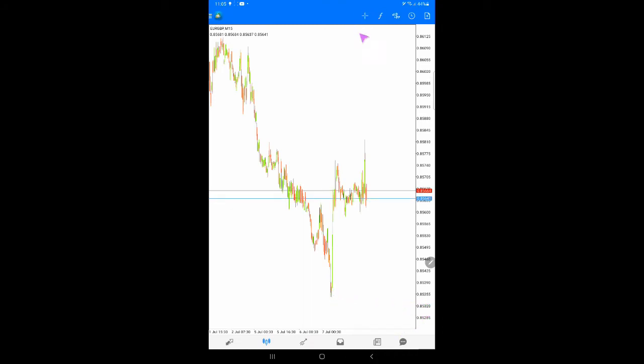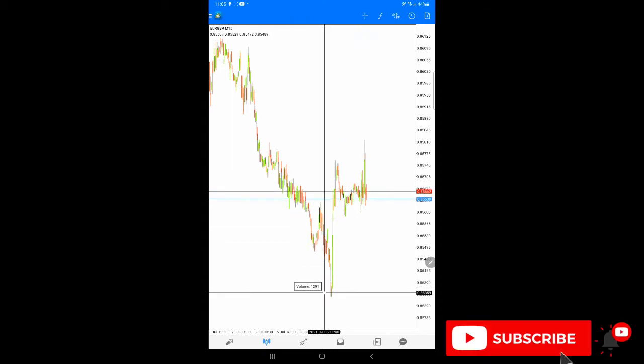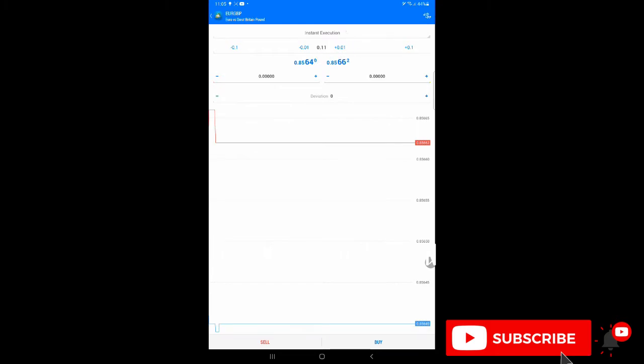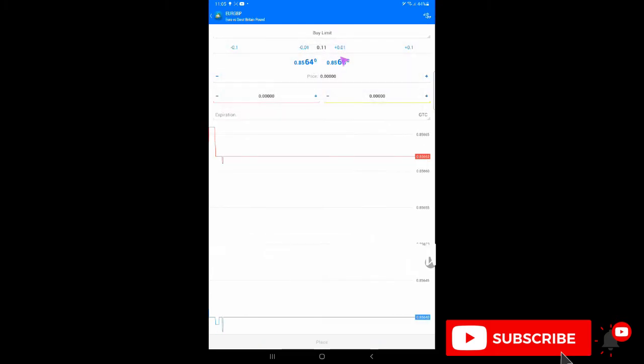Let me get that again, please. 0.85359 or 354, 0.8535. Okay, 0.8535. So I'll go here, plot, and then I'll come here. Remember, it was buy limit.